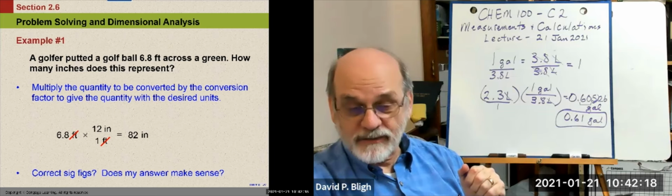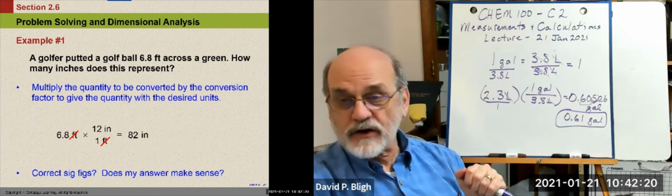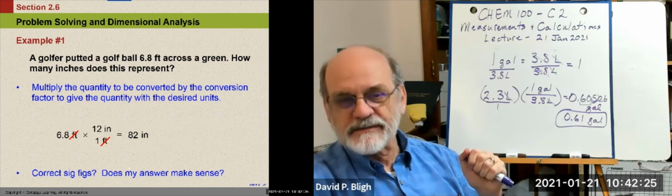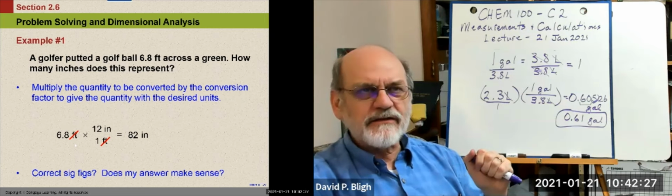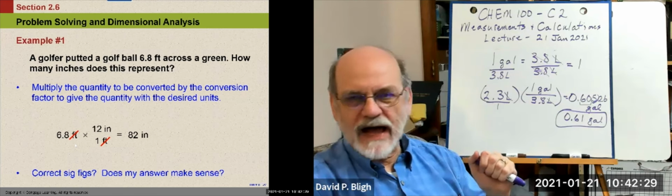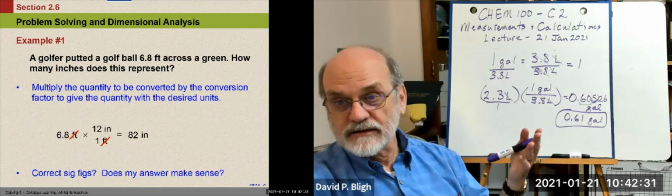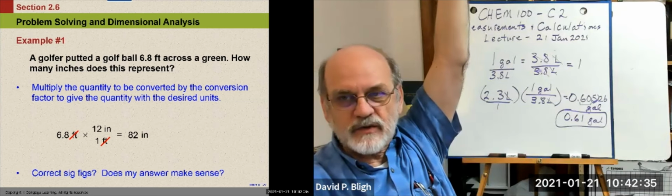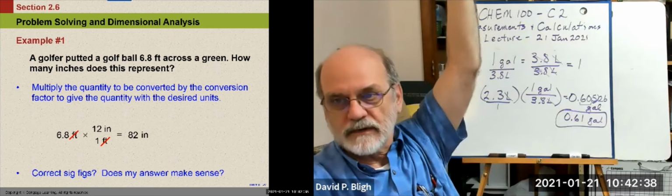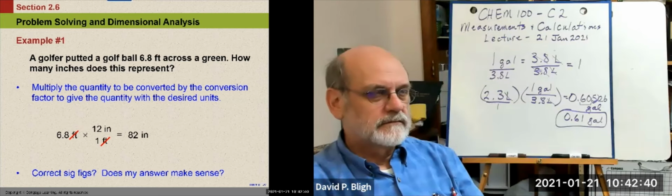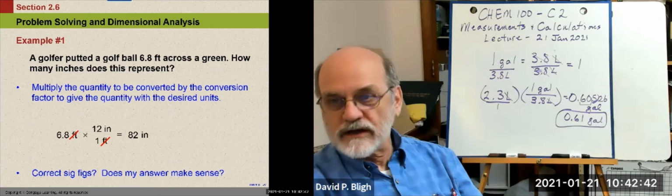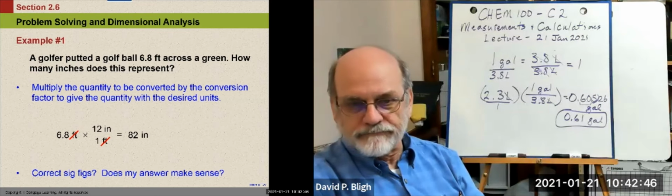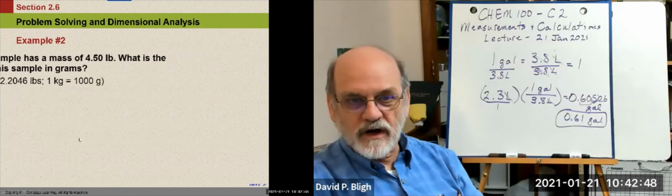Let's see. Does my answer make sense? And does it have the correct number of significant figures? Yes. Two here, two there. Does it make sense? 7 feet, you know, I'm 5'11", so 7 feet will be considerably taller than I am. Is that 82 inches? Well, yeah, because I'm 71 inches tall. So 82 inches, about, okay, that's reasonable. A little more estimation going on there.